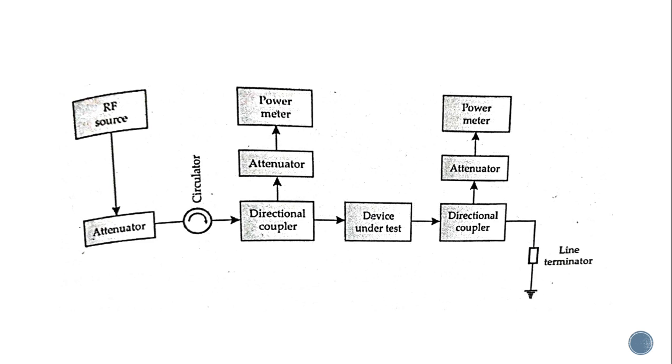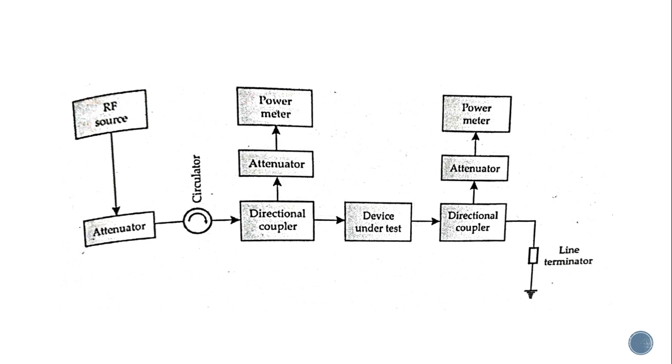It's quite simple, right? So your directional coupler is checking the input and the output powers of the device, and you can see over here the power measurement is taking place by the power meter. Okay, so this is the basic operation of your radio frequency power meter.